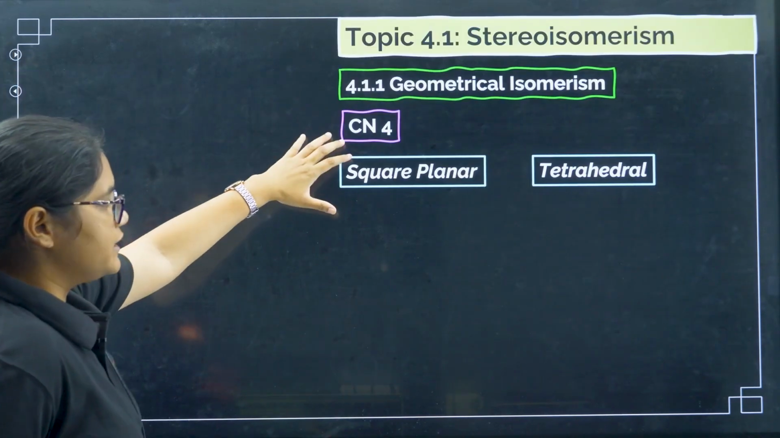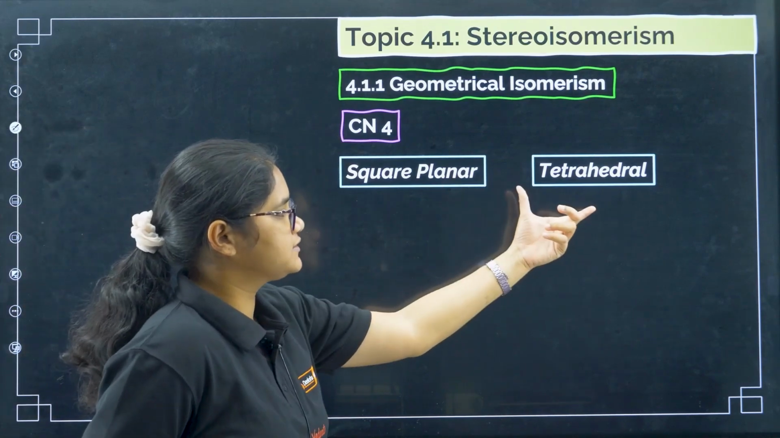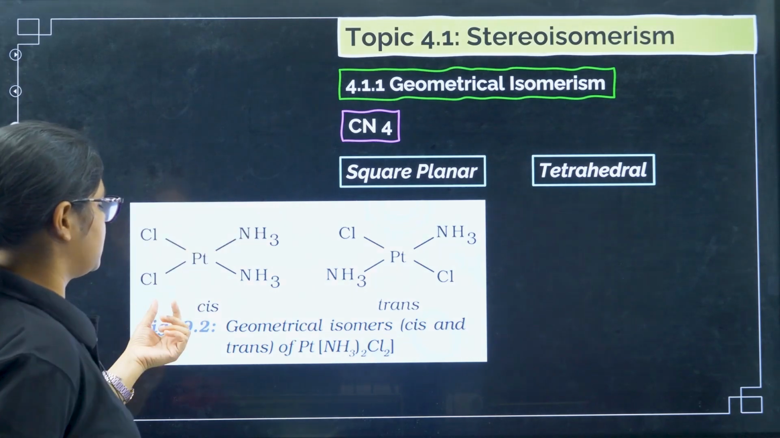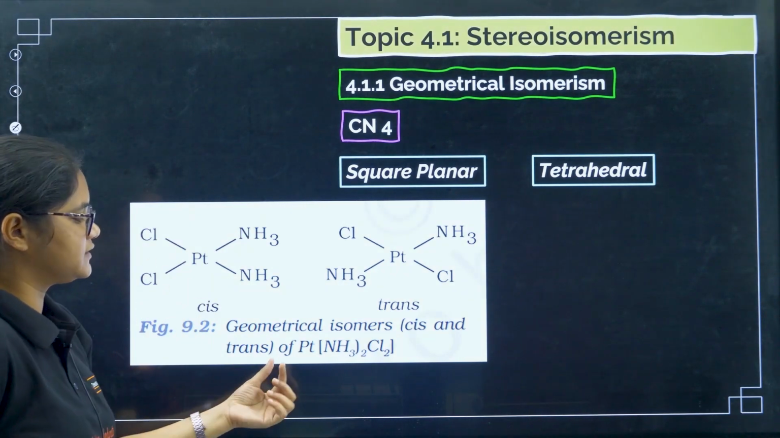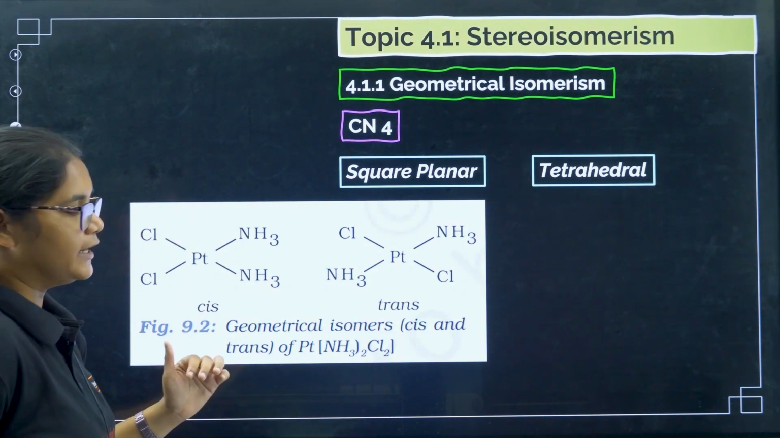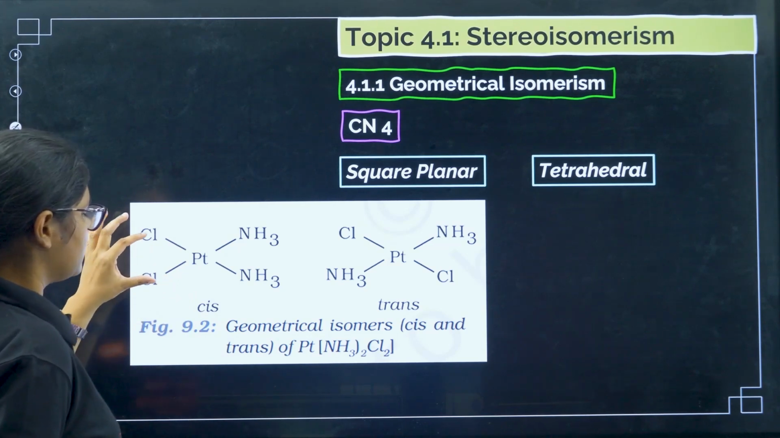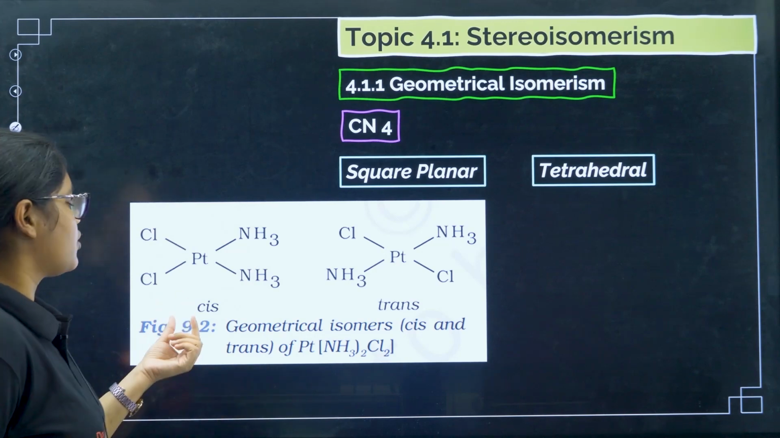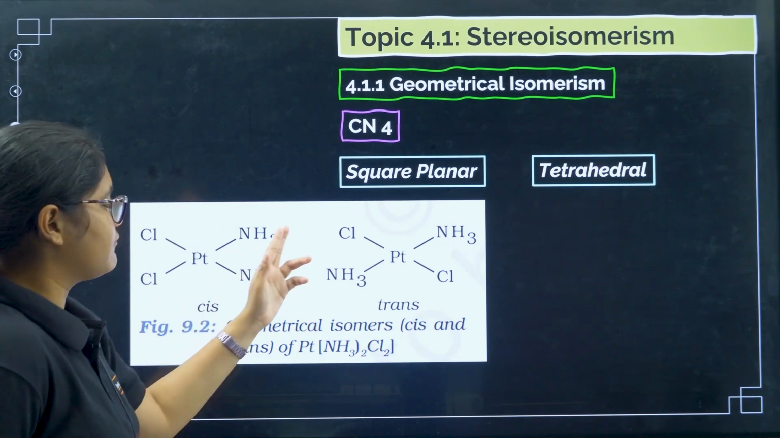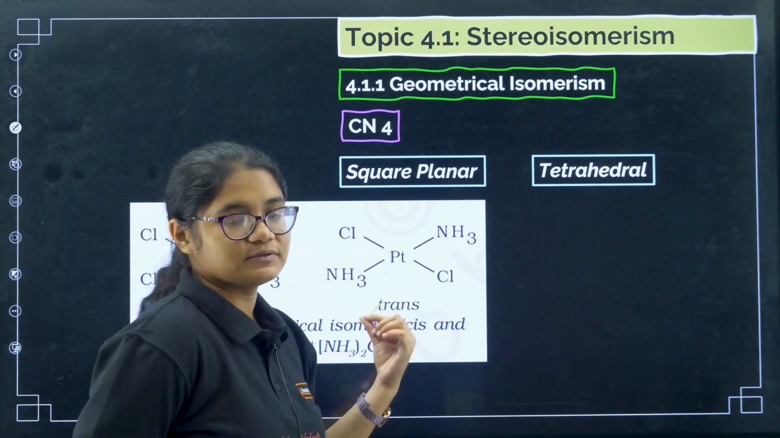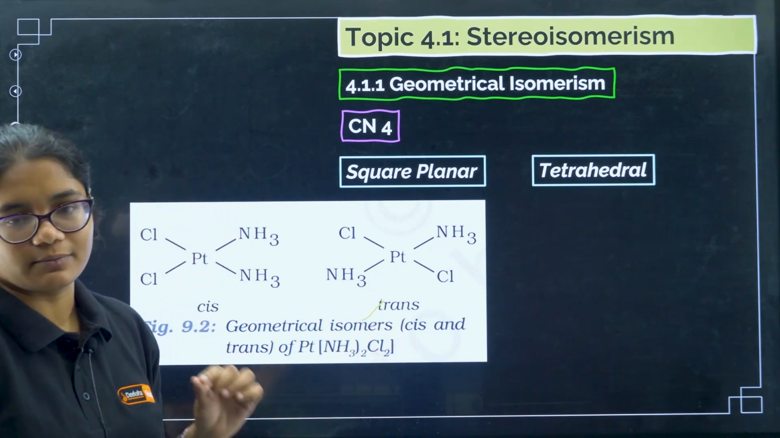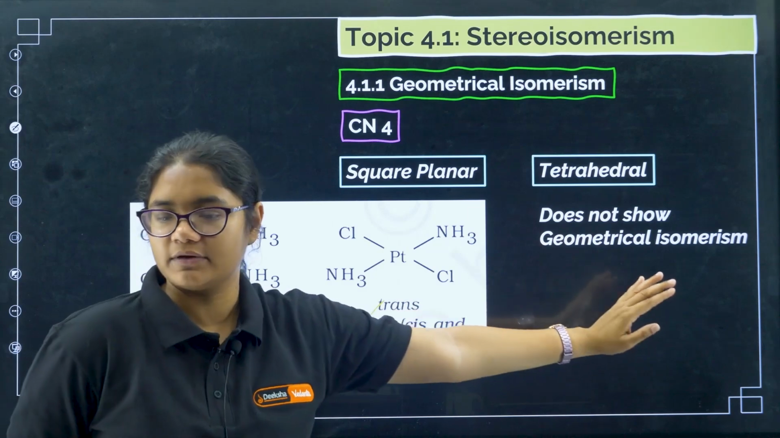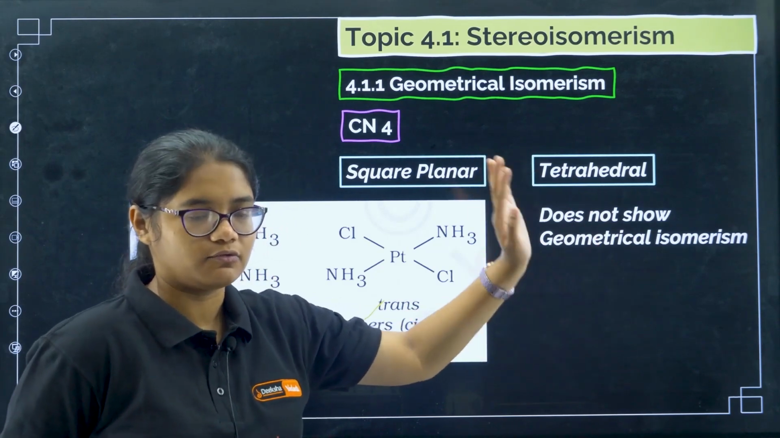So first is coordination number 4. I told you there are 2 geometries, square planar and tetrahedral. For square planar, for example, platinum: this compound is given, Pt(NH3)2Cl2. If the two chlorines are on the same side and the two NH3 are on the same side, we call it a cis geometry. If you have chlorines on opposite sides and NH3 on opposite sides, we call it a trans geometry. Next, tetrahedral does not show geometrical isomerism, so you don't have to worry here.